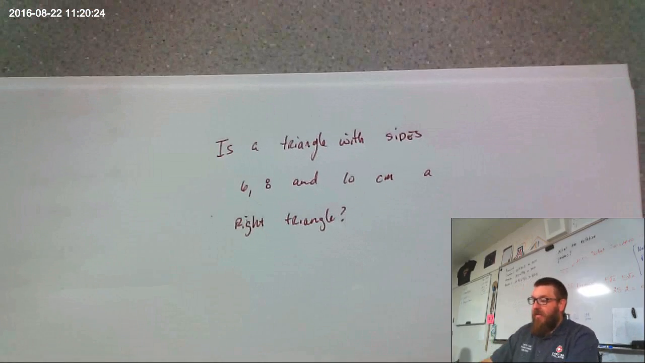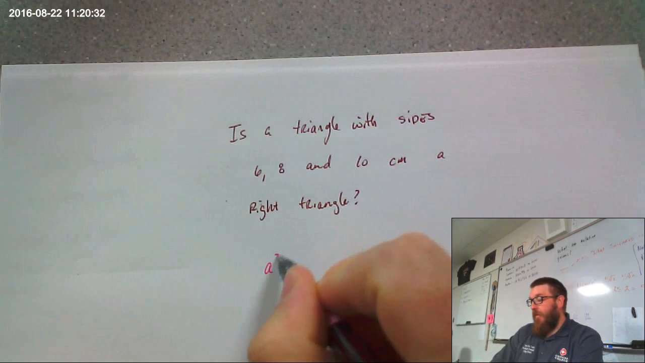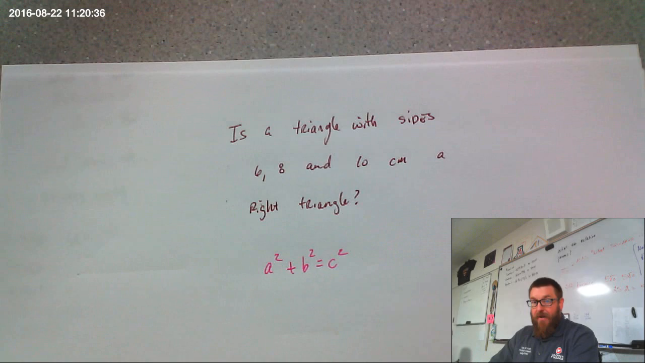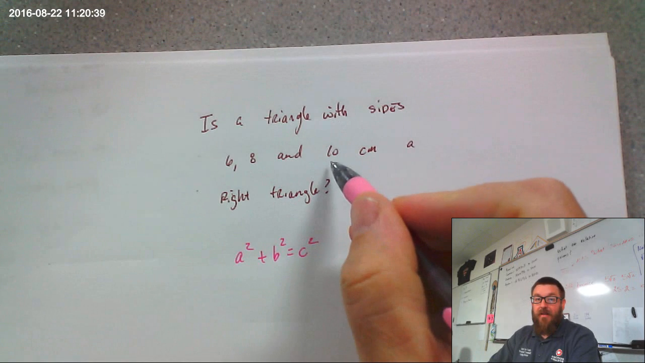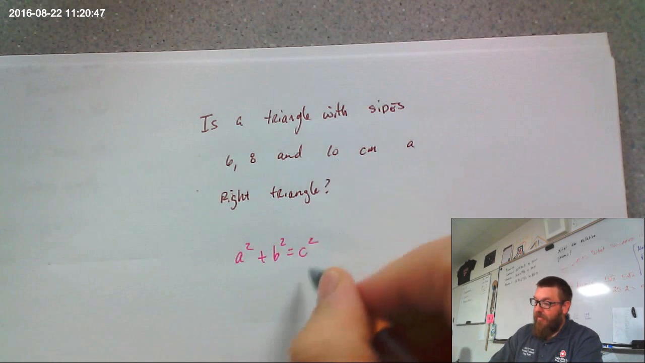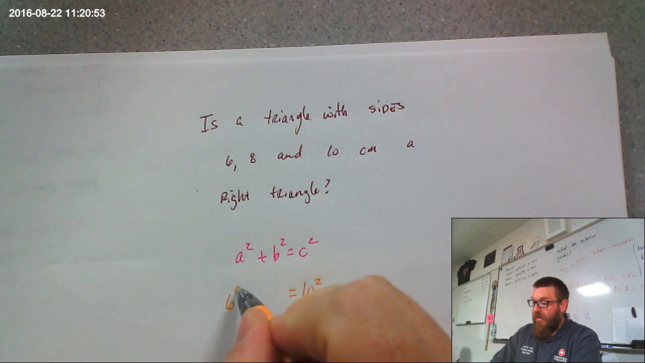Let's see. Is a triangle with sides 6, 8, and 10 a right triangle? Well, to figure that out, we're going to use the formula a squared plus b squared equals c squared. The thing is, the hypotenuse is always the long side. The long side is the hypotenuse. 10 is going to be longer than 6 or 8. So I've got to be careful to make sure that I put 10 squared for the hypotenuse. Now the short sides are 6 and 8. Doesn't matter which one you put first.